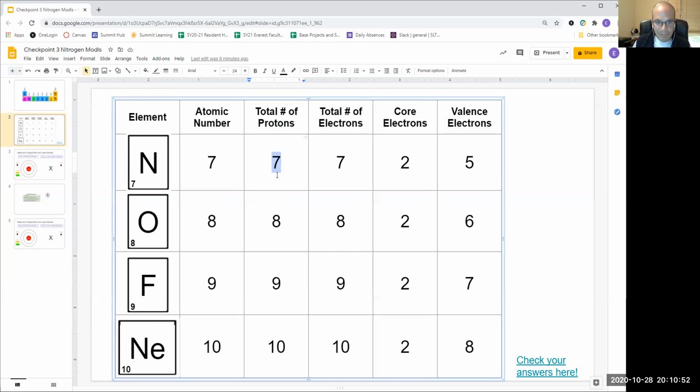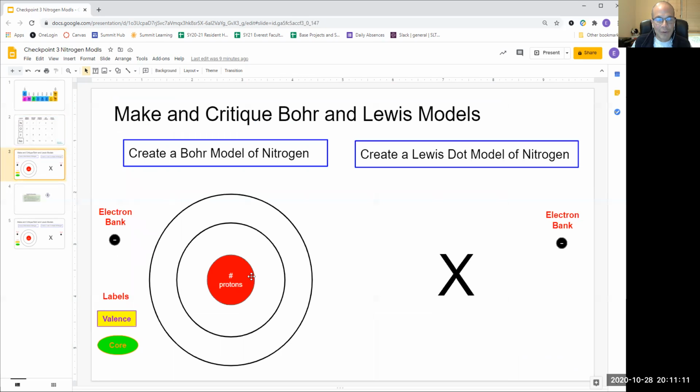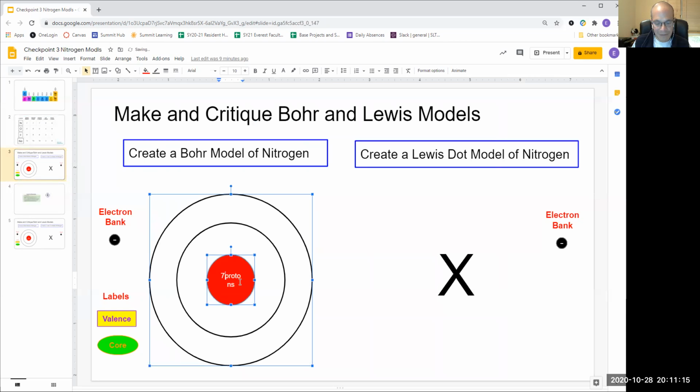And remember, the total number of protons is always going to equal the atomic number, regardless. That never changes. So here's the atomic number, 7, and that's the number that's on the symbol. This number means, hey, if I'm nitrogen, I've got 7 protons. So let's go back over to our Bohr model here, and we'll just put a 7 here in the middle.